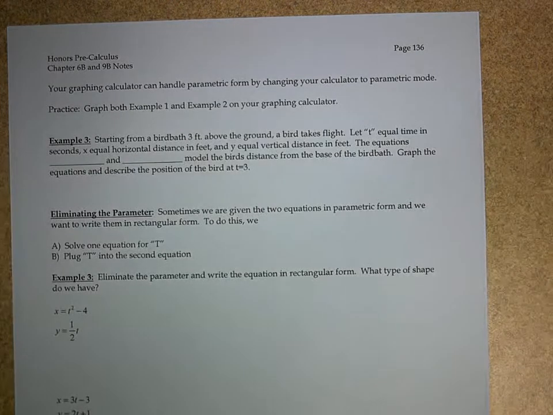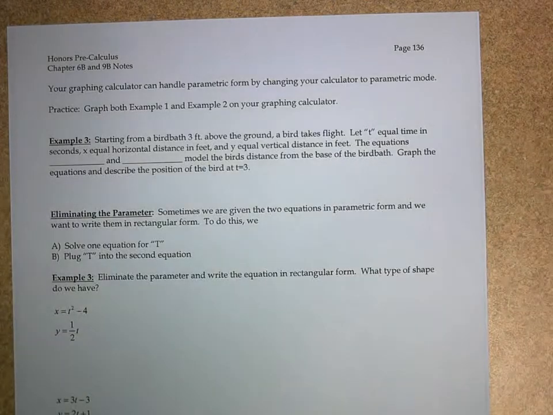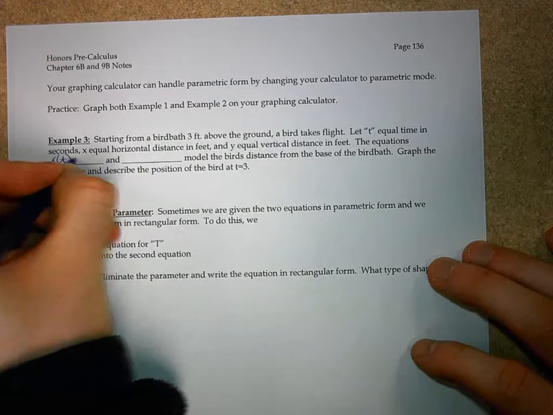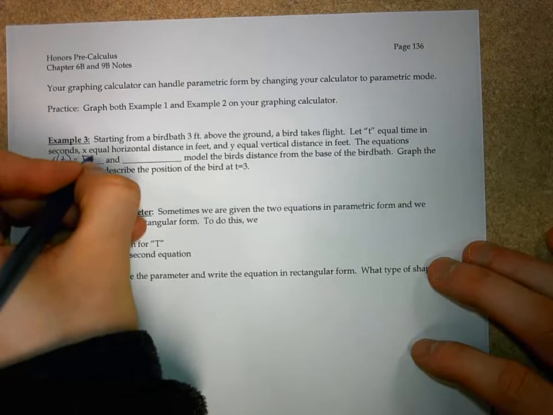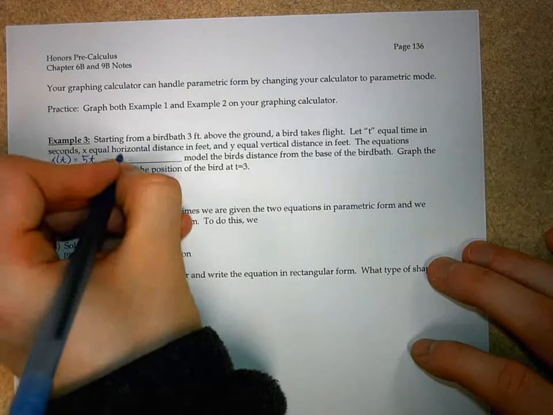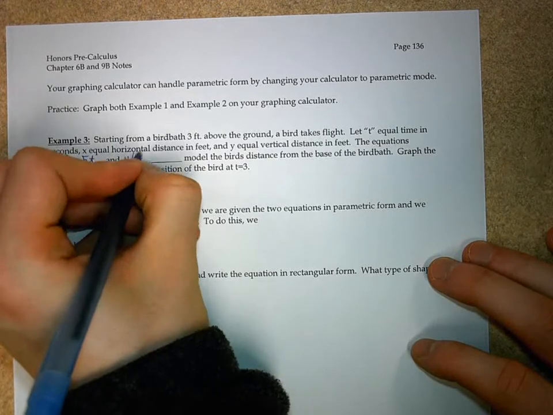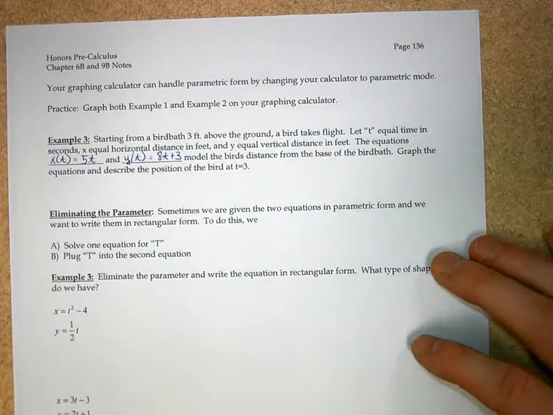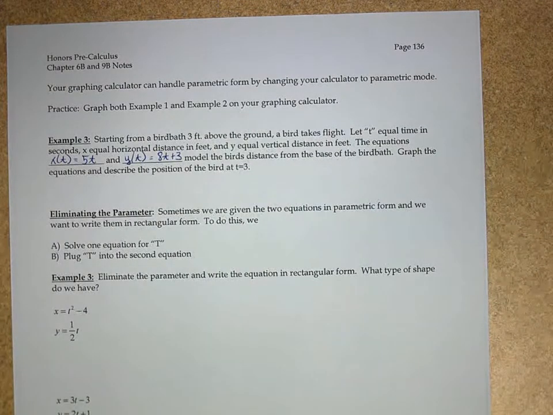Example number 3 is a bird bath and a bird flying from the bird bath 3 feet above the ground. What are two equations that represent how the bird flies? Well, let's say the bird goes in an x position 5t and a y position with respect to time of 8t plus 3. What is going to be the position of the bird at t equals 3?